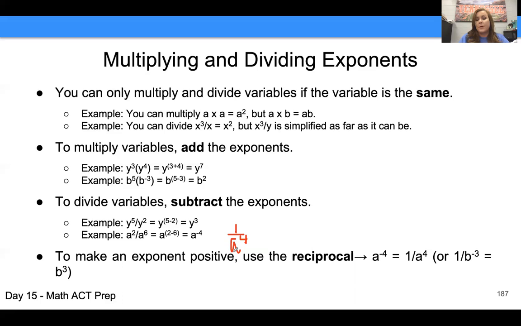Again, if it's a to the negative 4, it's in the numerator, so you drop it to the denominator. If for some reason you had 1 over a to the negative 4, it's in the denominator, so that just would mean you'd move it to the numerator. You just would move it up.